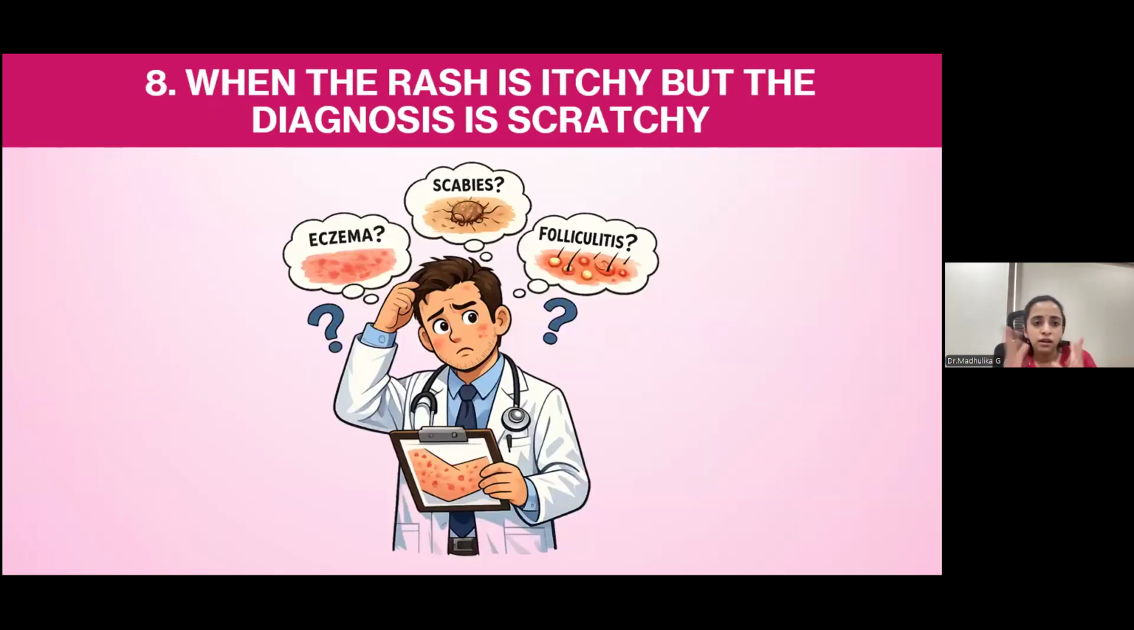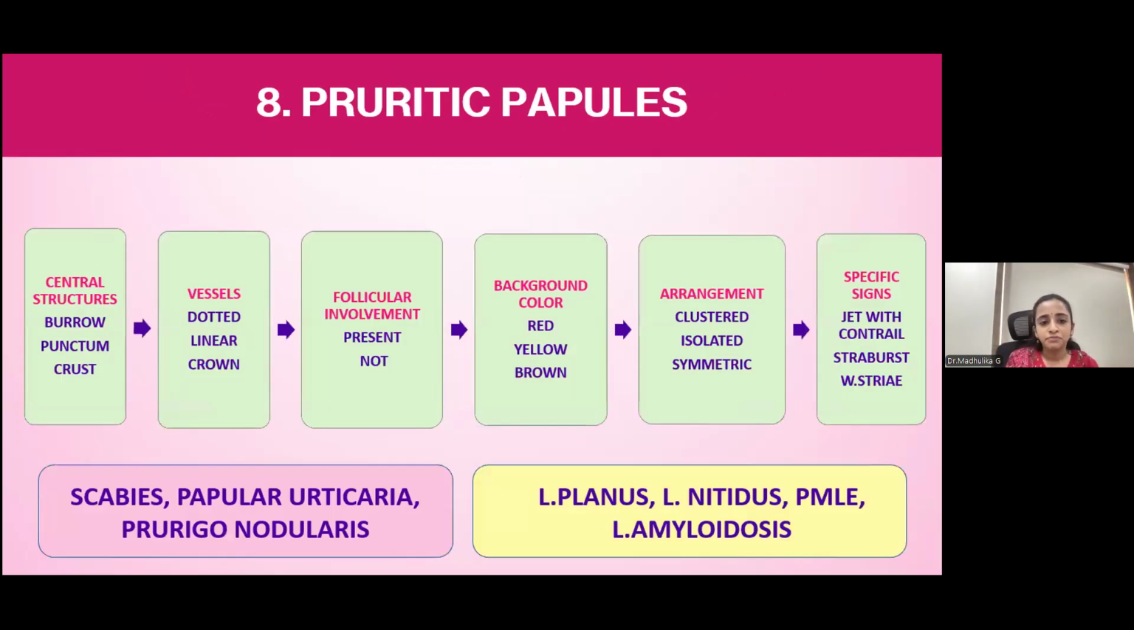There are lots of times the commonest thing we encounter is itchy papular rashes in our clinical practice. So when the rash is itchy, but the diagnosis is scratchy, that's when the dermoscope helps. Okay, next slide. So whenever you see pruritic papules, see what the central structures are. Is there a burrow? Is there a punctum? Is there crusting? Vessels, are they dotted, linear, crown vessels? Is there follicular involvement? And then what is the color of the background? Is it red, yellow, brown? What is the arrangement of the vasculature? And then how the papules are arranged within the context of the skin, and specific signs also, like jet with contrail, starburst, Wickham striae.